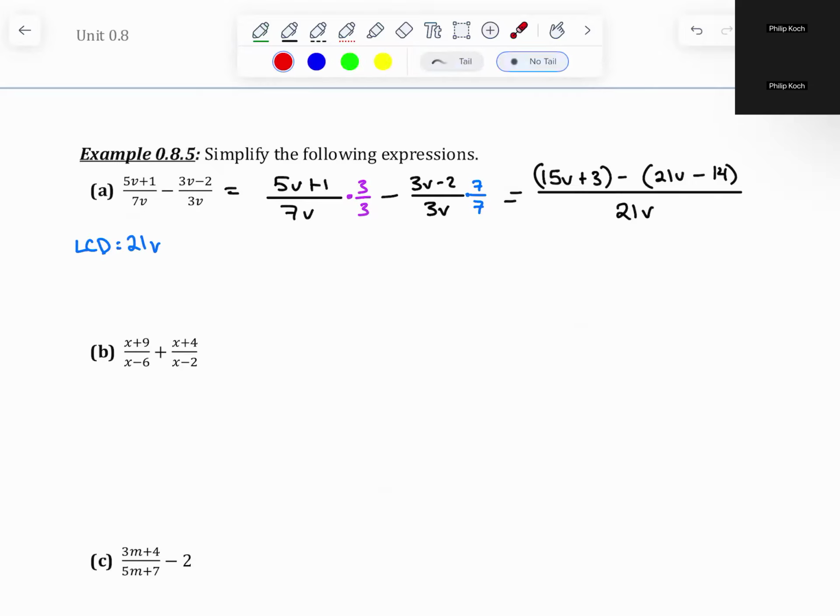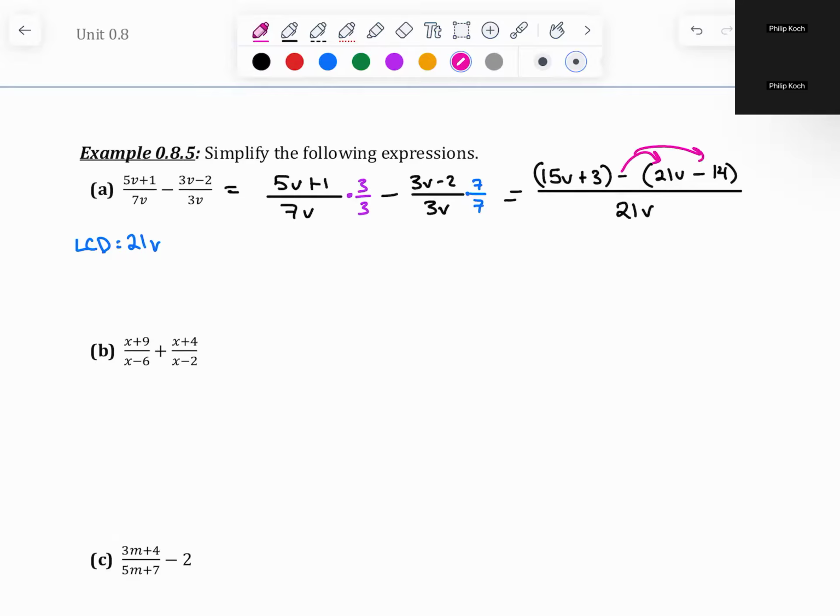When I distribute the 3 into 5v plus 1, that's where I get the 15v plus 3. When I distribute the 7 into 3v minus 2, 7 times 3v is 21v, and 7 times negative 2 is minus 14. But these things are being subtracted, that's why I put them in parentheses. Technically speaking, the parentheses around the 15v plus 3 is unnecessary, but I still wanted to do it anyways. And so now this minus sign gets distributed.